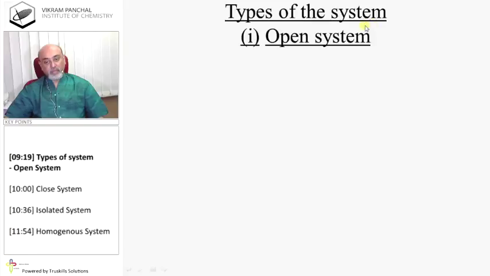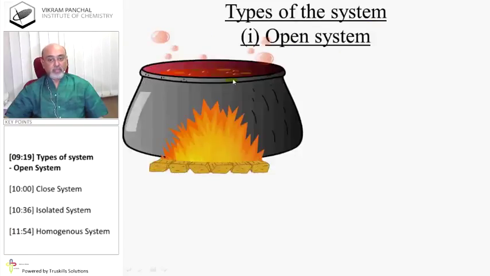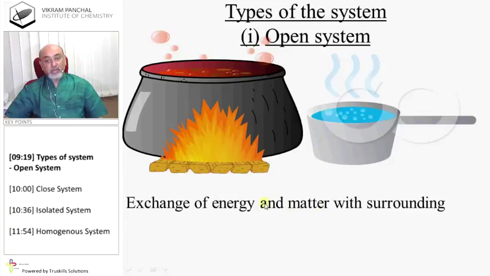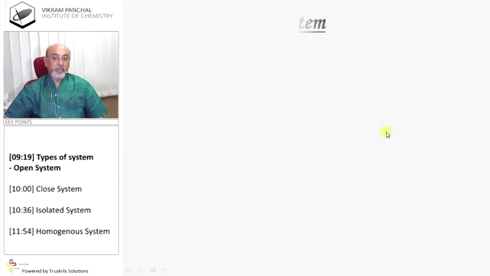Now types of system. Open system. If you boil or heat anything in this container, and something can leave this container, like boiling water, then it vaporizes, and vapor will leave the container. That means exchange of matter takes place between system and surrounding. Plus, you can change temperature also by giving energy or by taking energy from the container. So this way, it is possible to exchange energy and matter with surrounding. Such system is known as open system.